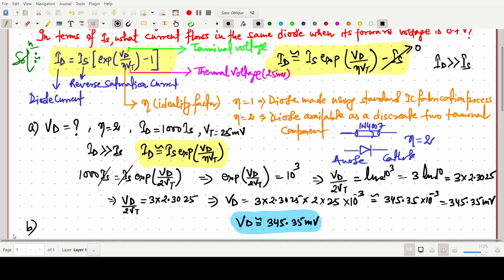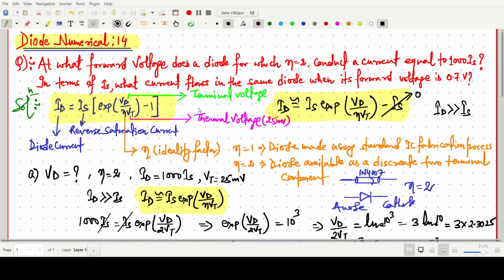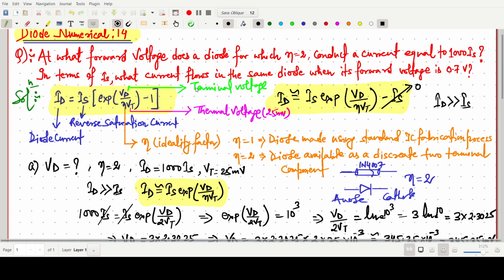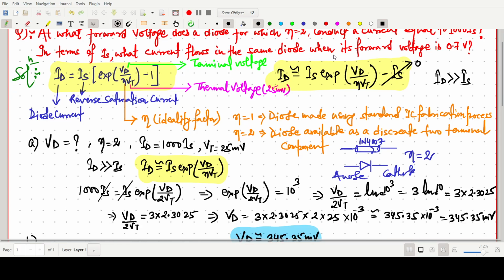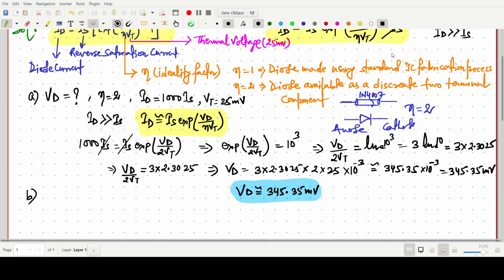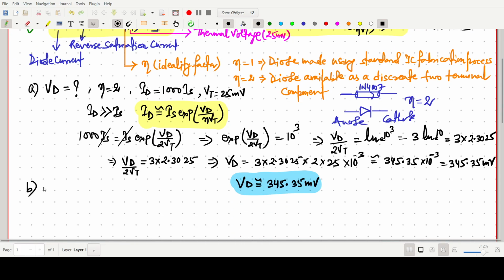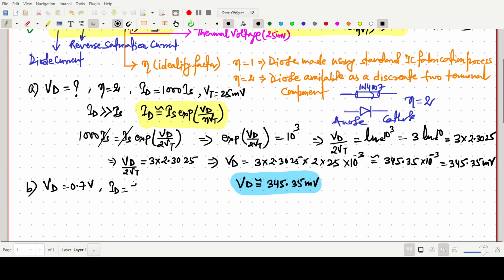In the next part, the first part is this one. What should be the forward voltage? Now, in terms of IS, what current flows? In the same diode, when this forward voltage is 0.7 volt, so in this case VD is given as 0.7 volt, and we have to find ID as a function of IS.